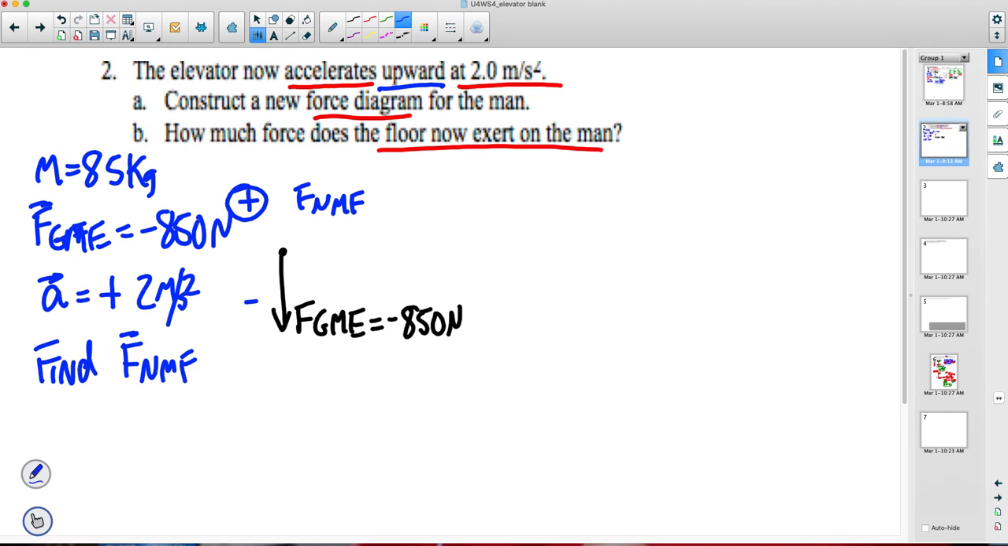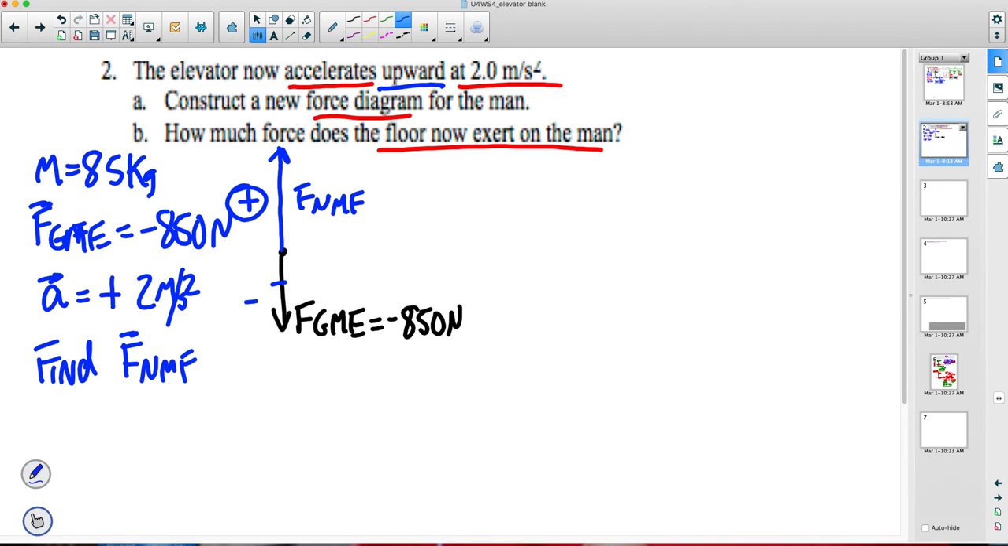If you're accelerating upward, there also has to be a net force. What direction does that net force have to be? If you're accelerating upward, the net force has to be upward. So I'm going to measure the force of gravity with my fingers, and now I'm going to draw my normal force bigger than the force of gravity was. And it does not get a hash mark because it's not the same size as gravity.